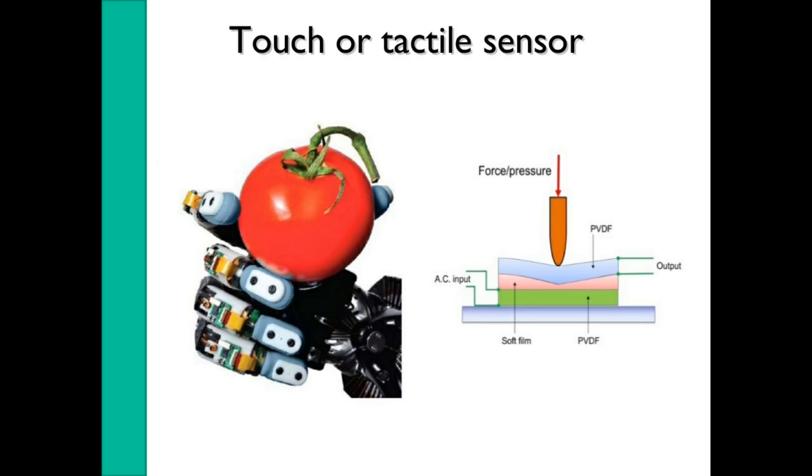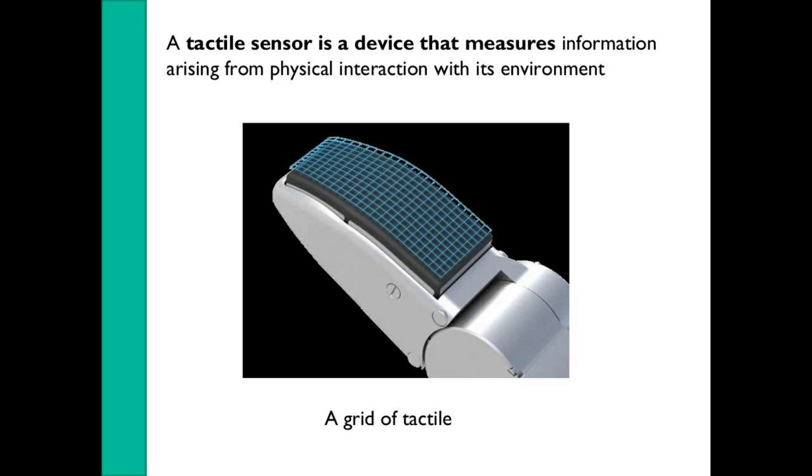The next type is the touch or tactile sensor. A tactile sensor is a device that measures information arising from physical interaction with its environment. These tactile or touch sensors are mainly used, even in our college, for the fingerprint attendance. In this, only tactile sensors are used. With the touch, it detects the information. So this is the main application of tactile or touch sensors. In the figure, a grid of tactile sensors is given. This grid collects information because of the touch.